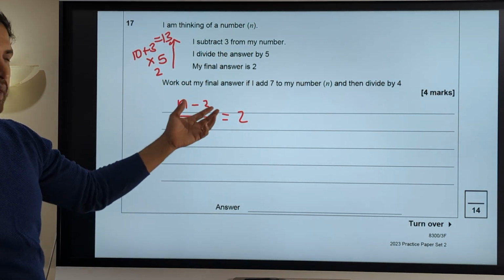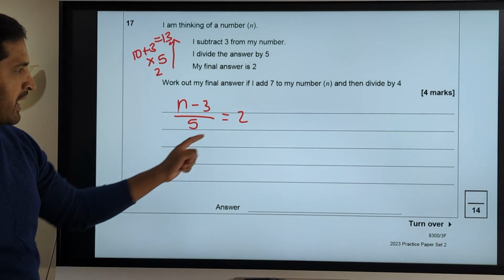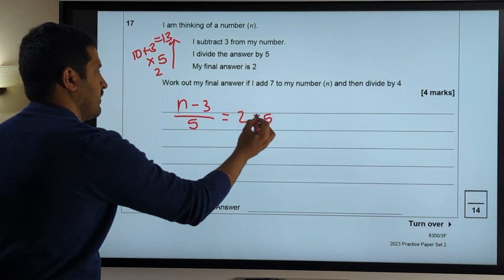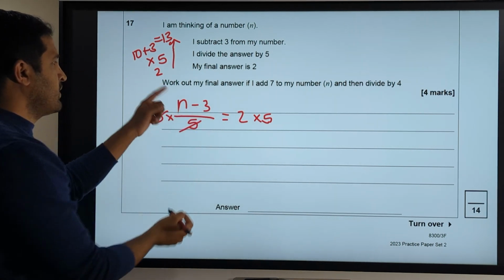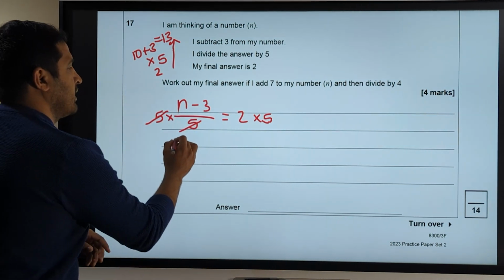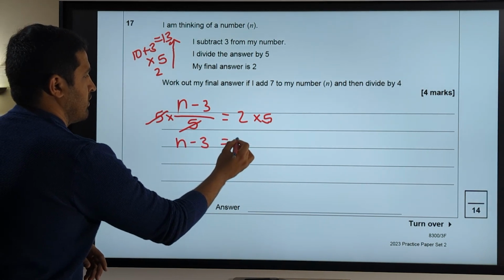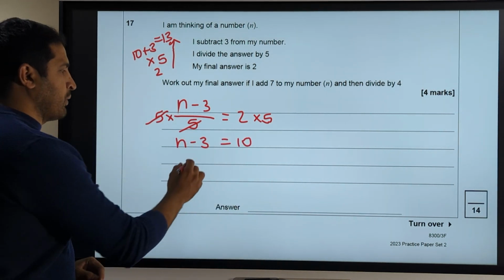You can solve that equation exactly the same way. Look, multiply both sides by 5. So you get rid of that 5 and that 5. Division by 5 and multiplying by 5 gets rid of it. Now you add 3 on both sides.